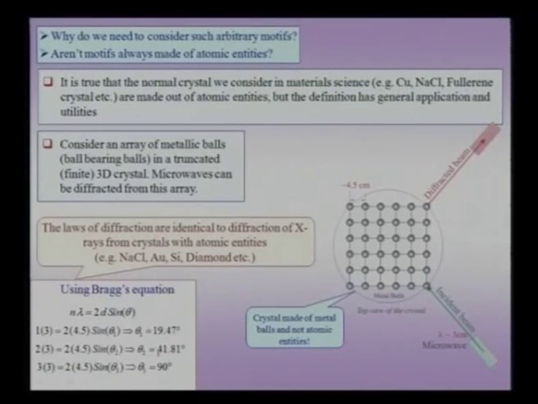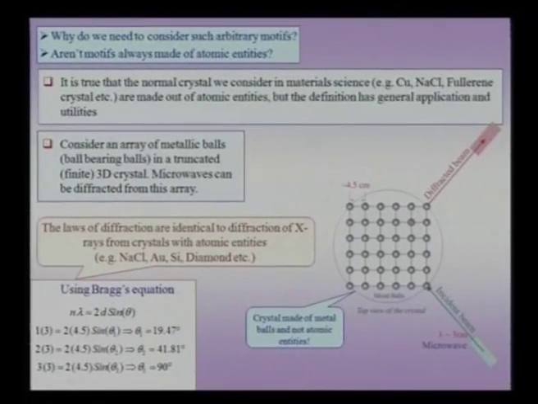In other words, now I can make a crystal made of ball bearing balls, and I can actually do a diffraction experiment. I send a beam of monochromatic microwaves and get a diffracted beam at various angles. In other words, the laws of diffraction are identical to diffraction of X-rays from crystals with atomic entities. For instance, this diffraction experiment with X-rays I could do on sodium chloride, gold, silicon or diamond. The language of crystallography does not change, the laws of diffraction do not change if I go from atomic entity crystals to crystals of this scale, which are macroscopic crystals.